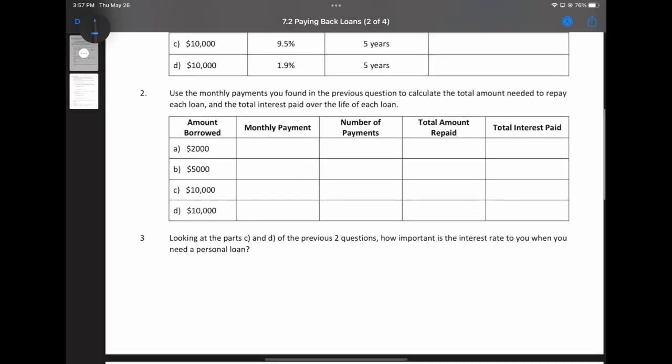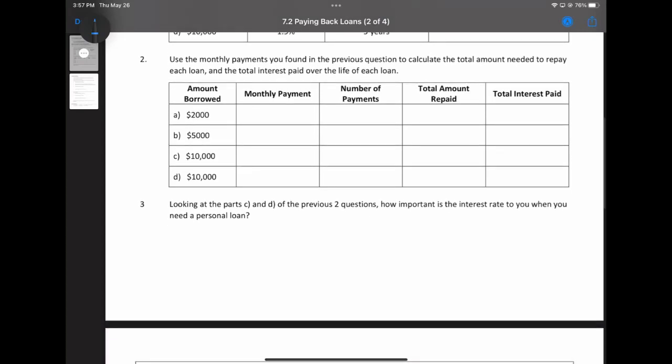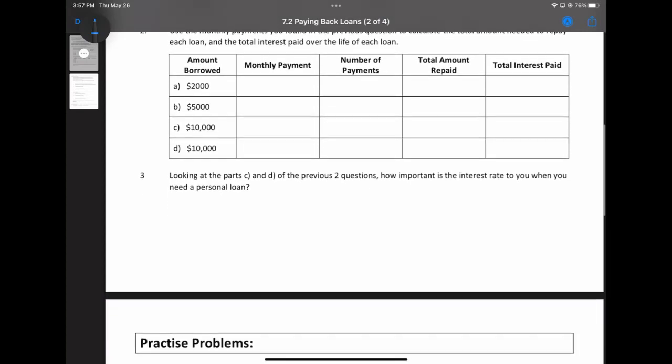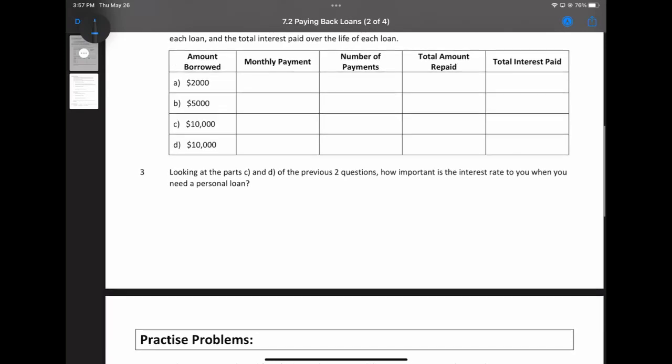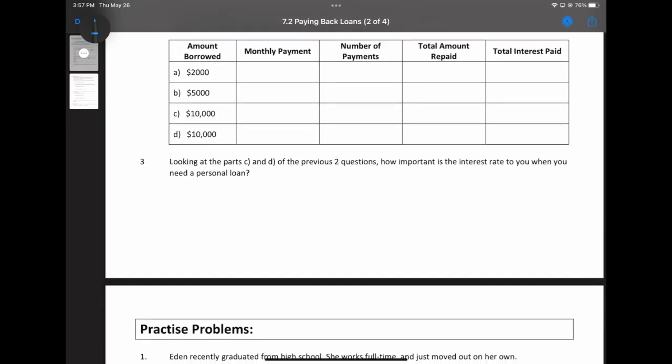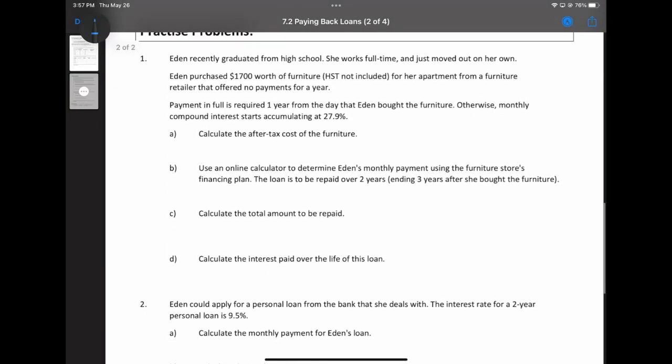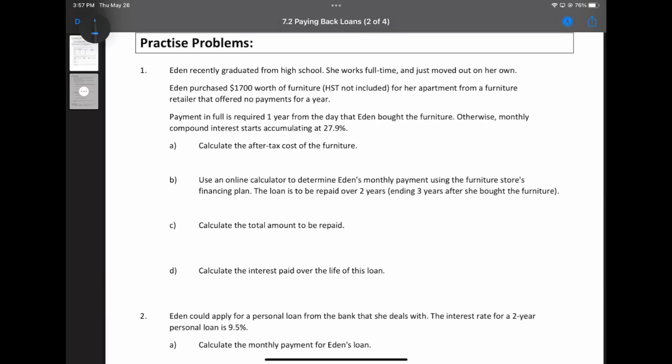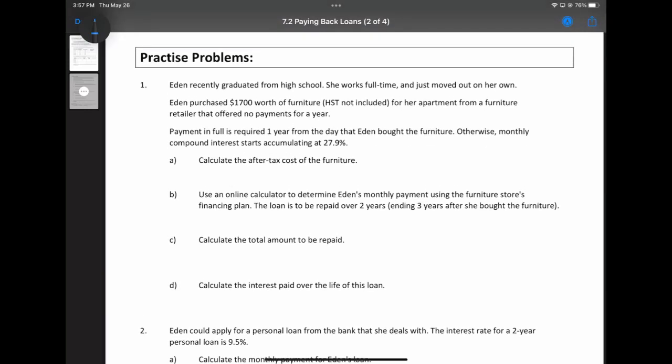And then for part 3, it asks you to determine how important the interest rate is in the amount that you have to pay back, essentially. And hopefully you'll get a feel for how important that is. And then again, there are some practice problems. Now for these ones, by all means, feel free to use the online calculator. We don't have to use all of our annuity equations and compound interest equations, unless it says otherwise. But if we're trying to figure out how much we're paying back on loans, we can use that.